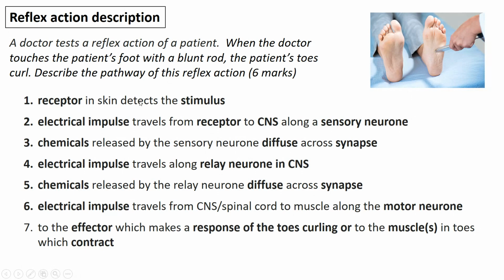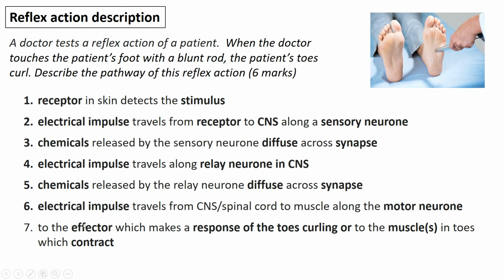The receptor detects the stimulus, in this case it's being touched with the blunt rod. The electrical impulse travels from the receptor to the central nervous system along a sensory neuron. Chemicals are released by the sensory neuron and they diffuse across the synapse. Then an electrical impulse travels along a relay neuron in the central nervous system. Chemicals are released by the relay neuron, which diffuse across the synapse.